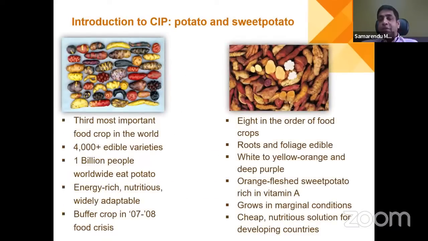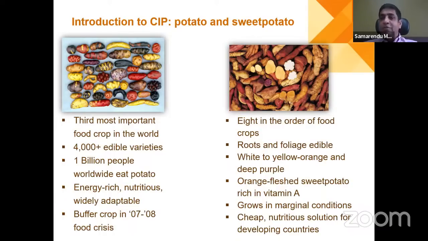If you know potatoes, sweet potato, we also work on sweet potato. Those are the two mandate crops I have. I have these slides here because we are the custodian. We have the global gene bank for both potato and sweet potato. And I know you consume potato, many participants here. But do you know there are 4,000 plus varieties of potatoes in the world?